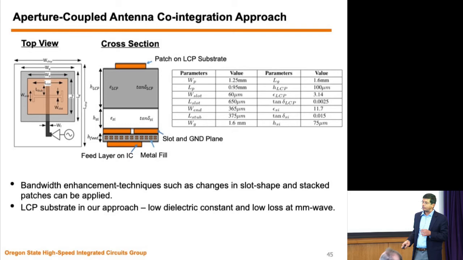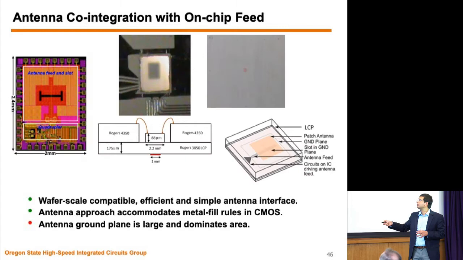The substrate that we've been working with is LCP, which has very good millimeter wave properties and is well matched to silicon in terms of its CTE. And this shows a demonstration of our approach. So we made the IC, we made a hole in a particular substrate, put our IC inside it to wire bond. So this is the top. Then we are aperture coupling from the back of the IC down to the patch, which is on the LCP.